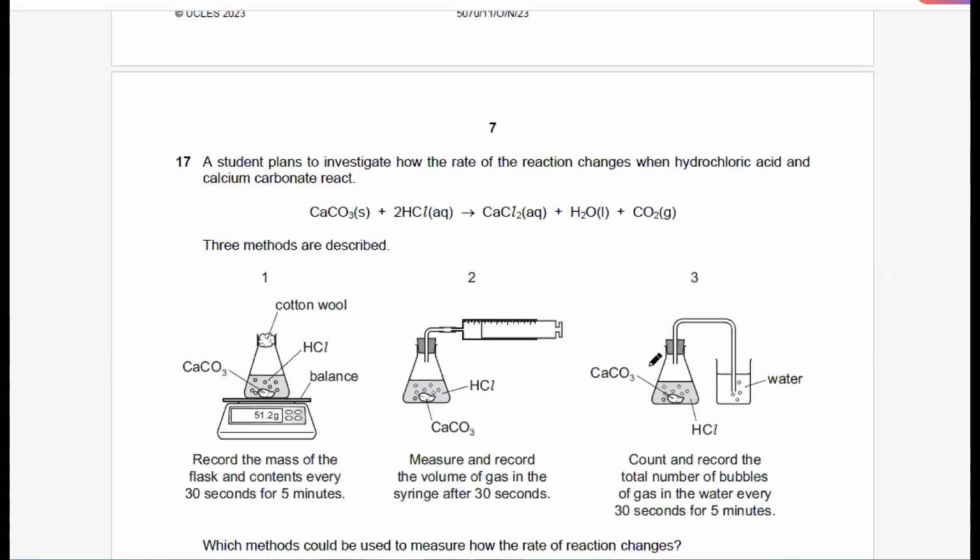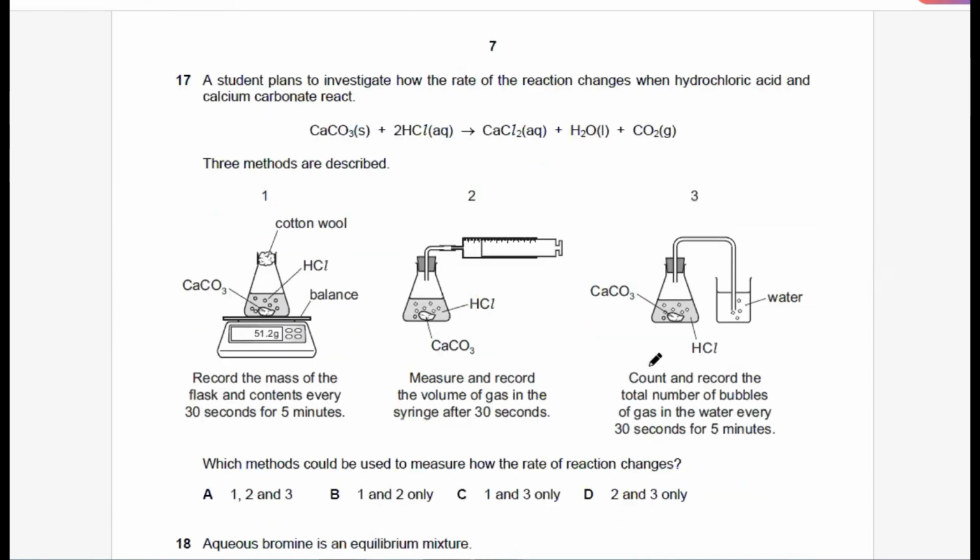A student plans to investigate how the rate of the reaction changes when hydrochloric acid and calcium carbonate react. Three methods are described there. Which method could be used to measure how the rate of the reaction changes? We can find the rate of the reaction by measuring the change in mass, or the volume of the gas produced, or how quickly the lime water becomes milky in the case of carbon dioxide. So let's see which are the correct options here.